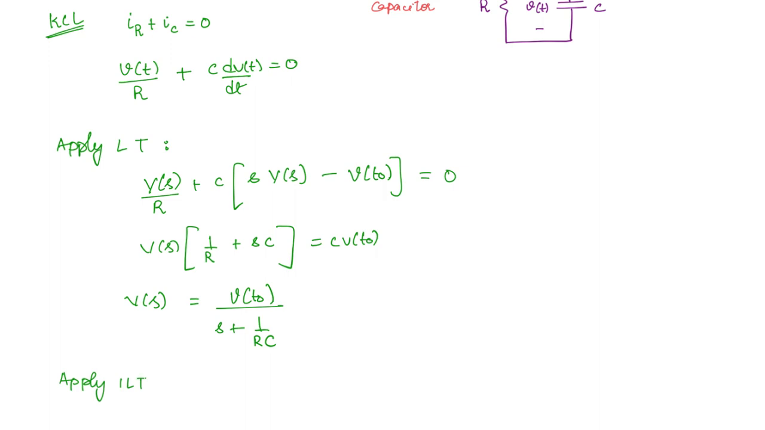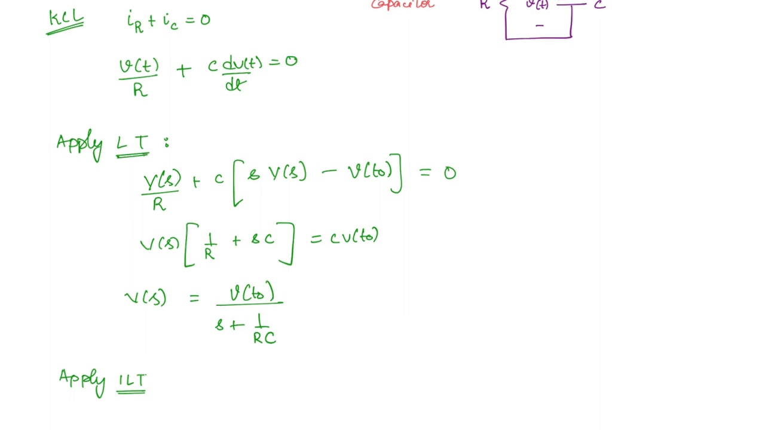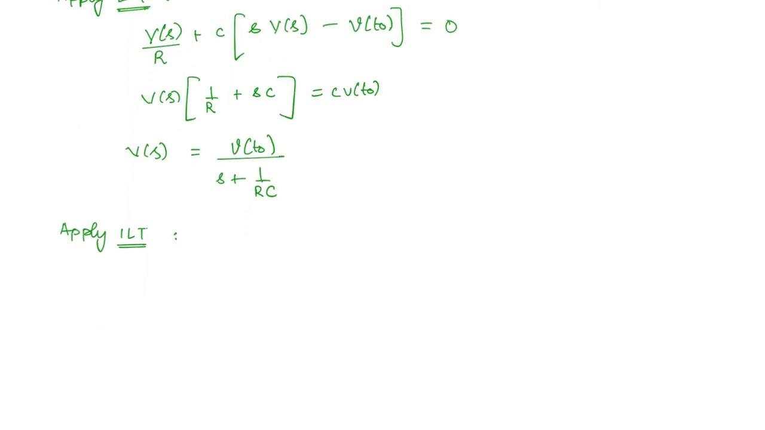Now, if you apply the inverse Laplace transform, we will abbreviate the inverse Laplace transform as ILT and Laplace transform as LT. So if you apply the inverse Laplace transform, you are going to get V of t is equal to V of t naught e to the power minus t by RC.